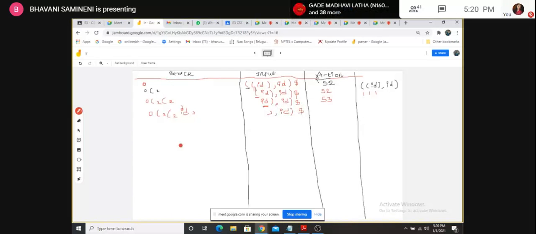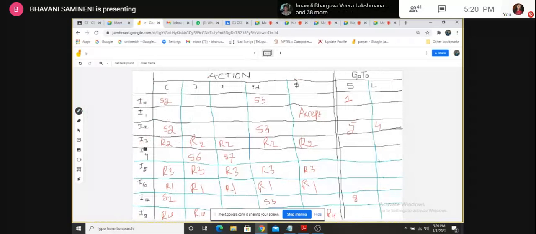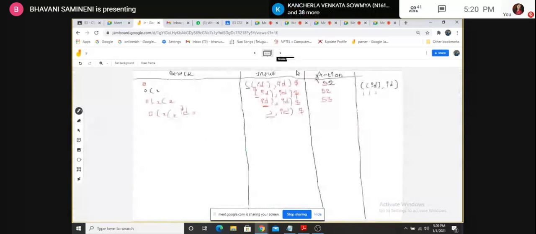Okay, so now what is the state? In which state are we? The current state is I3. And what is the lookahead? Lookahead is closure parenthesis. I3 on closure parenthesis, what is the action? The action is R2. Okay, now let me write it. R2 means what?